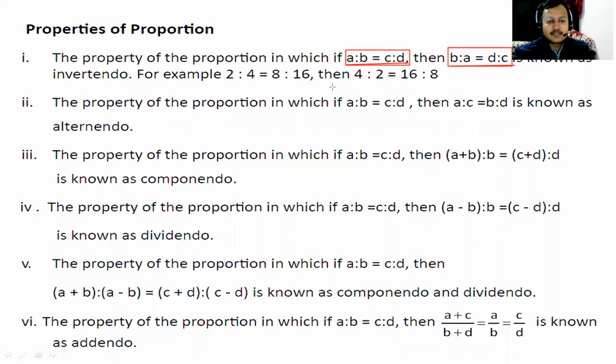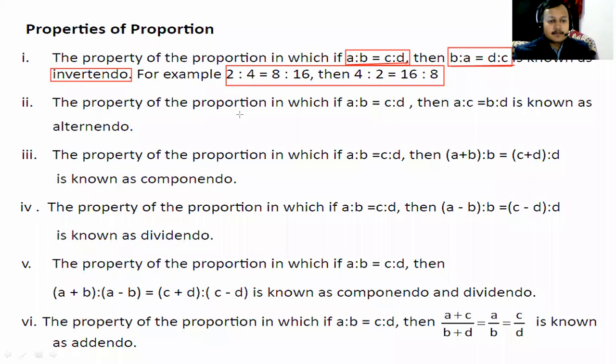2 is to 4 is equal to 8 is to 16. It means 4 is to 2 is equal to 16 is to 8 also. And this is called invertendo. Directly you can write it by using the invertendo property, in brackets, while solving this one.